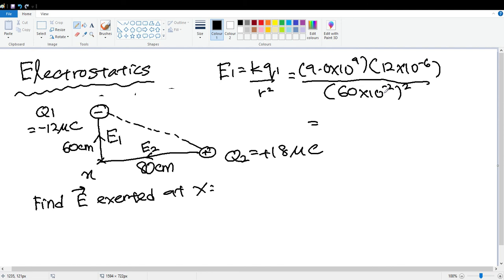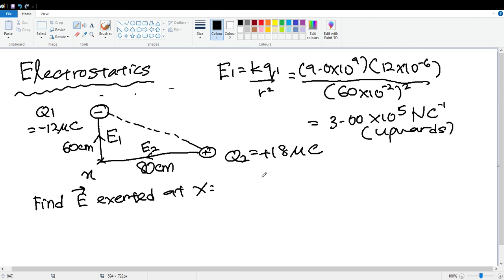So what we get is 3.00 times 10 to the power 5, and this is Newton per coulomb, which is force per unit charge. And this one is pointing upwards.